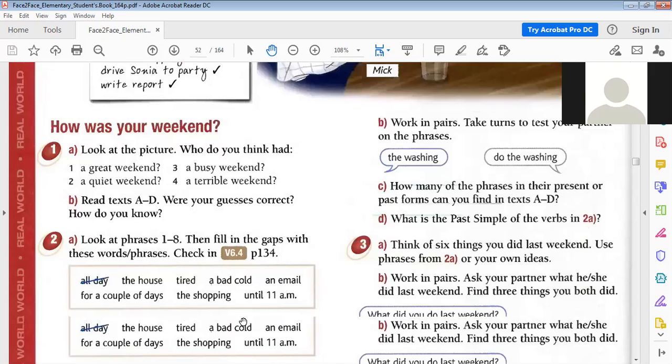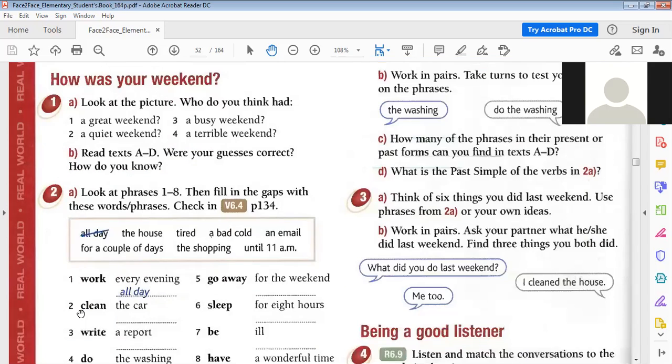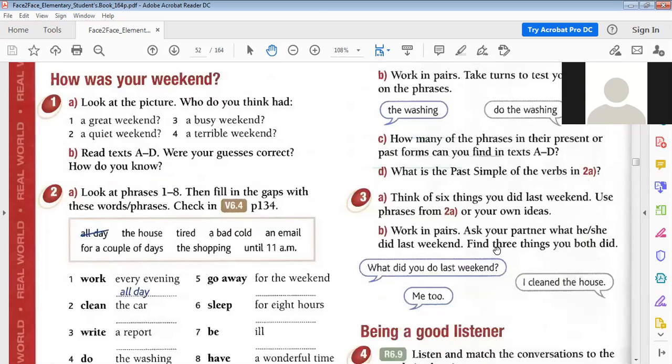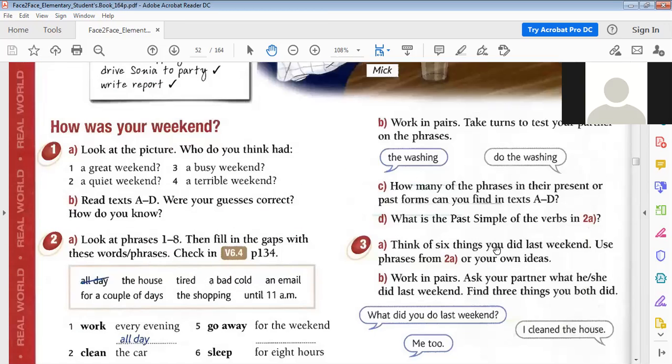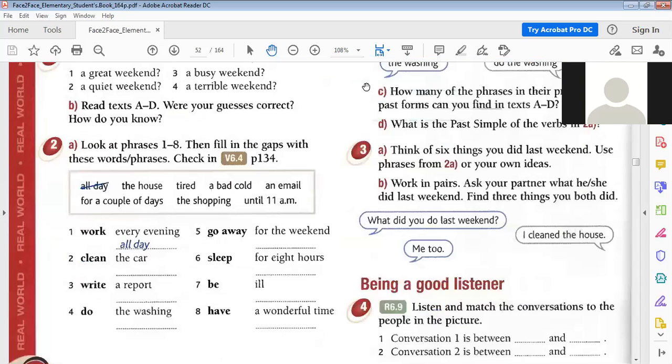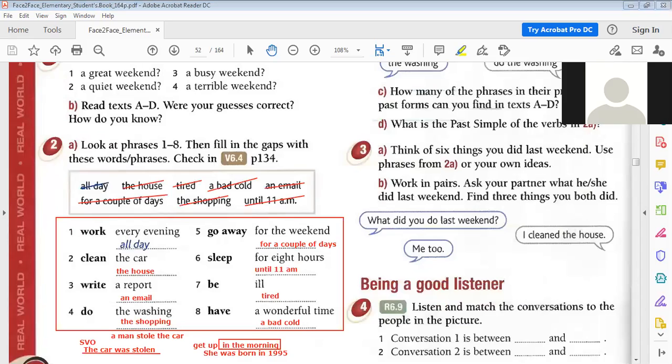Okay, so these are just examples of some phrases we can use. Okay, now let's move on. So it says, how many of the phrases in their present or past forms can you find in the texts A to D? So do you see all of these phrases that we answered together? Can you see them?